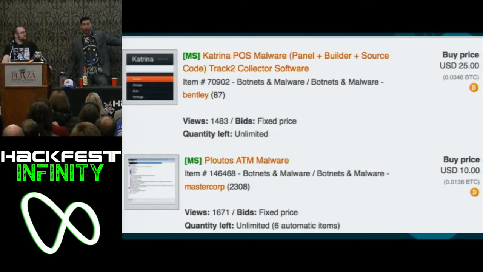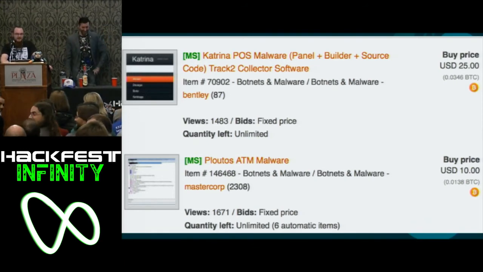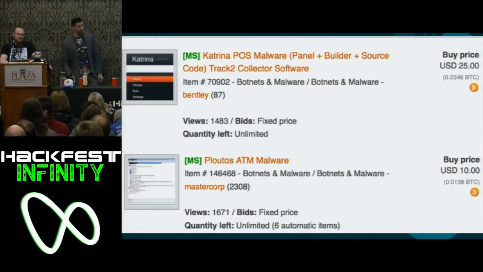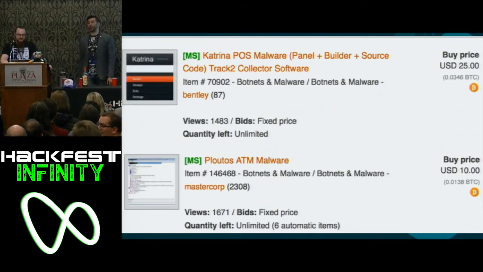So who here would buy an ATM for $10? You don't have to raise your hand. Thanks, Renderman. Yep. But for more than $10. And they need to physically go down there on camera and dump the thing.